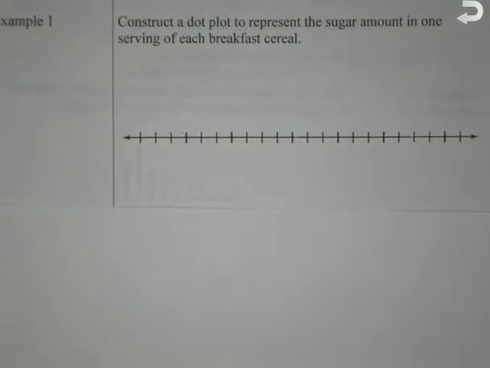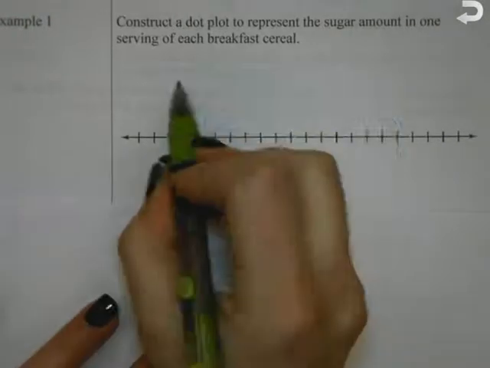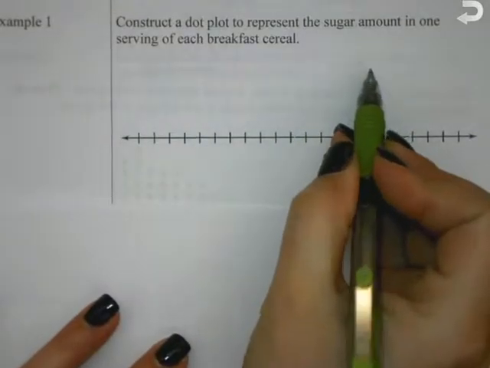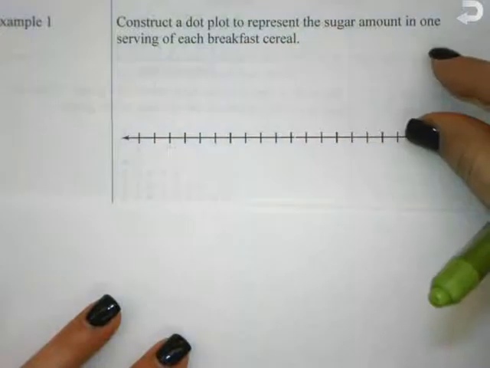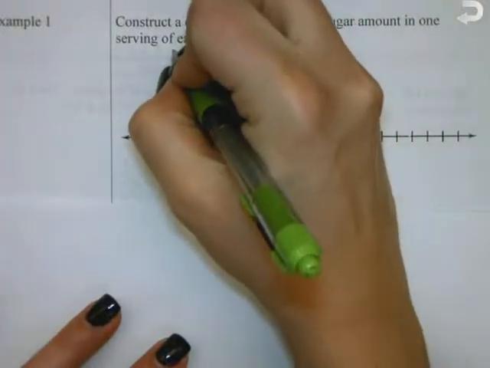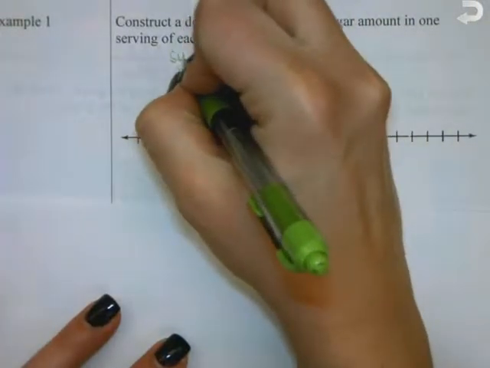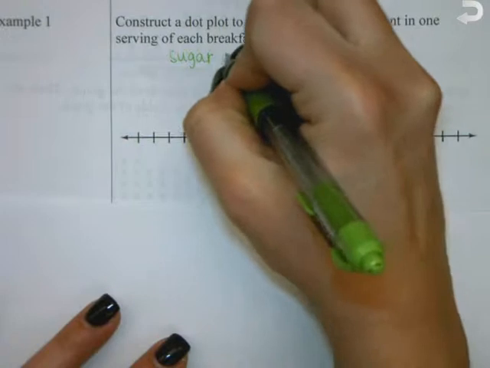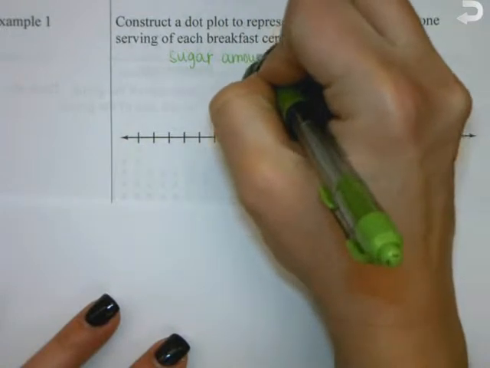All right, so what we're going to do a dot plot. The first thing that we are going to need to do is label our graph. So our dot plot, we have to give it a title because all graphs should have titles. What we're going to be looking at is the sugar amount in each of the breakfast cereals. So across the top of your dot plot, make sure you leave yourself some room. We're going to title our plot the sugar amount in breakfast cereal.